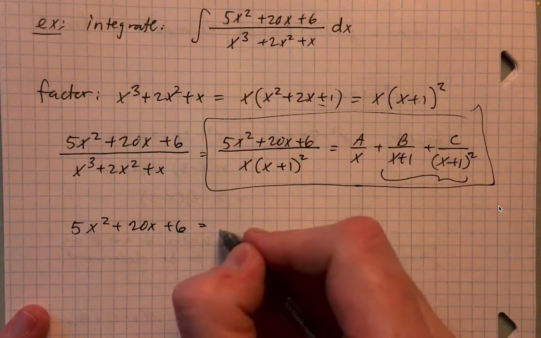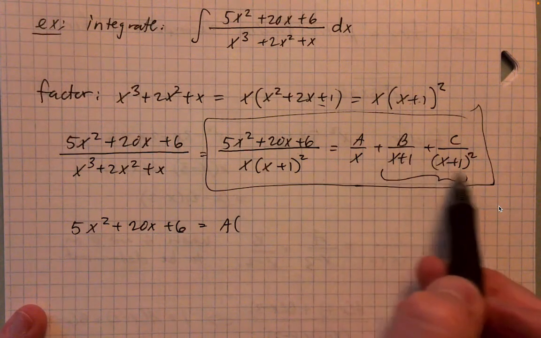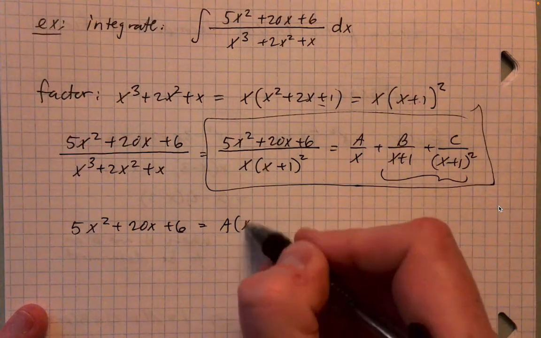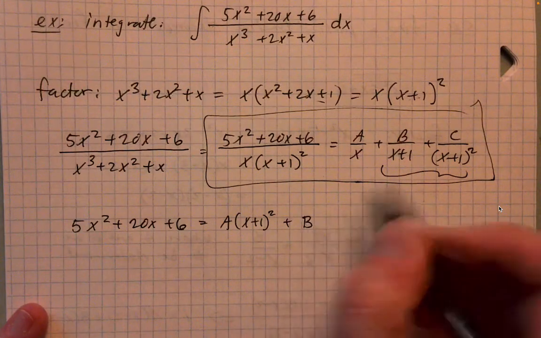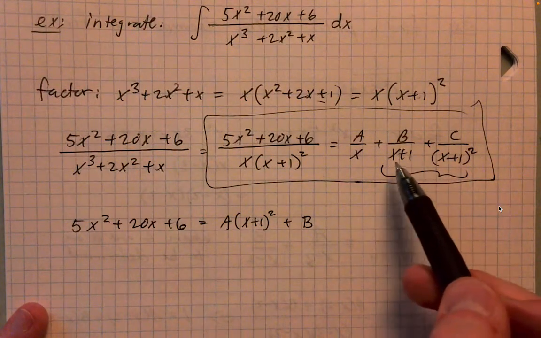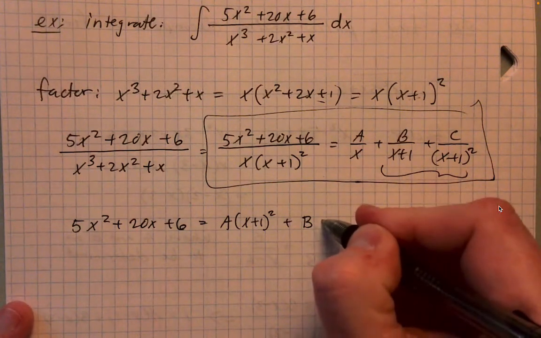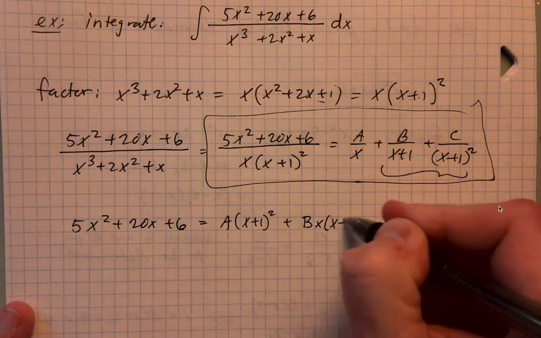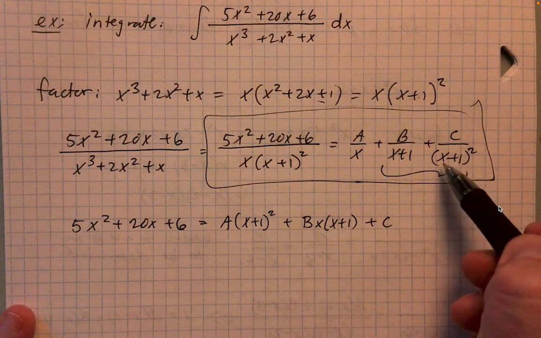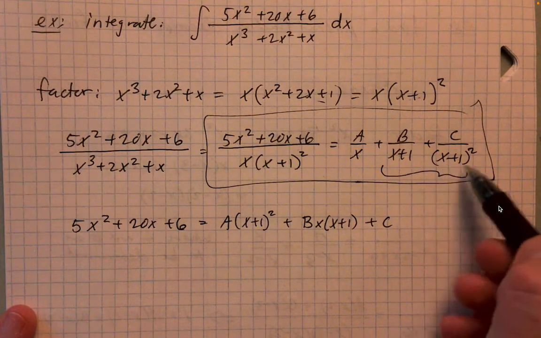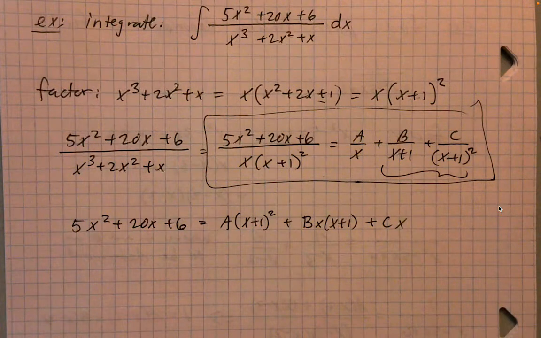Now this is going to be equal to A times, well, I've already got x in the denominator here, so I just need to multiply by x plus 1 quantity squared. Okay, plus B. Now B has one of the x plus 1 linear factors, but we need the other one and we need the x. So we'll have to multiply that times x and then times x plus 1. And then plus the C, which has the repeated linear factors, but just needs the singleton x. Okay, so there you go.